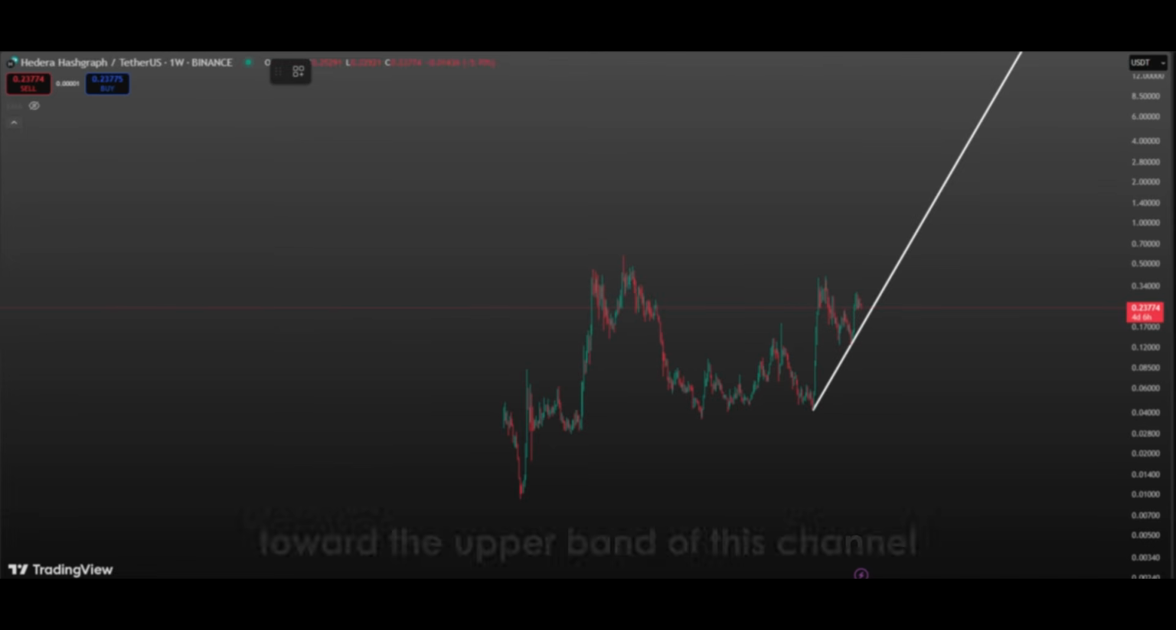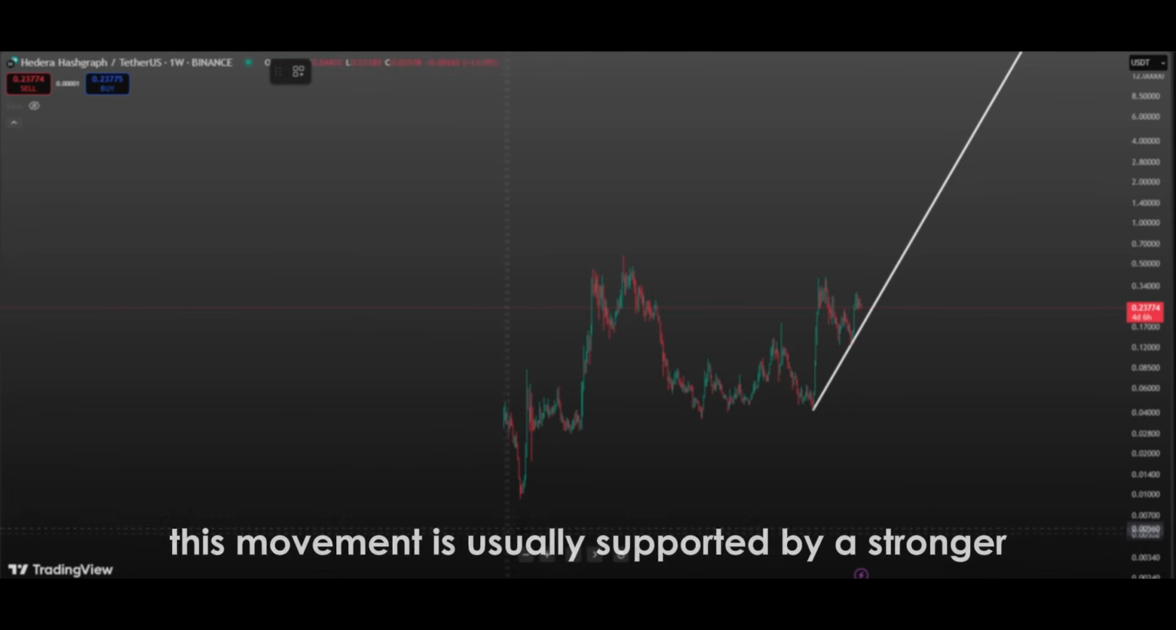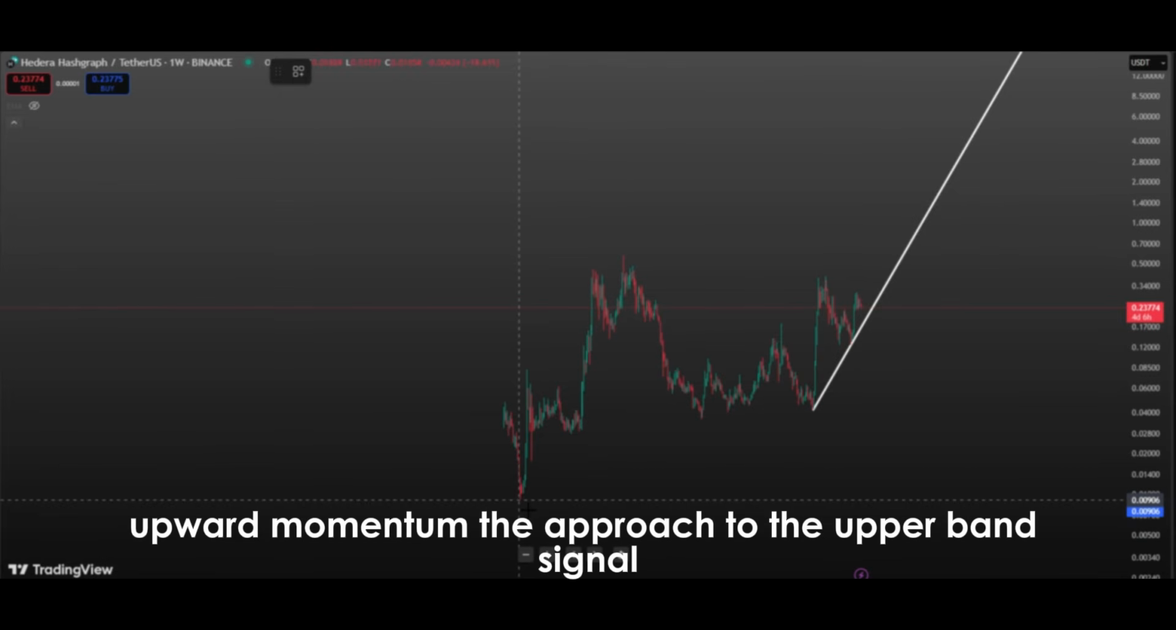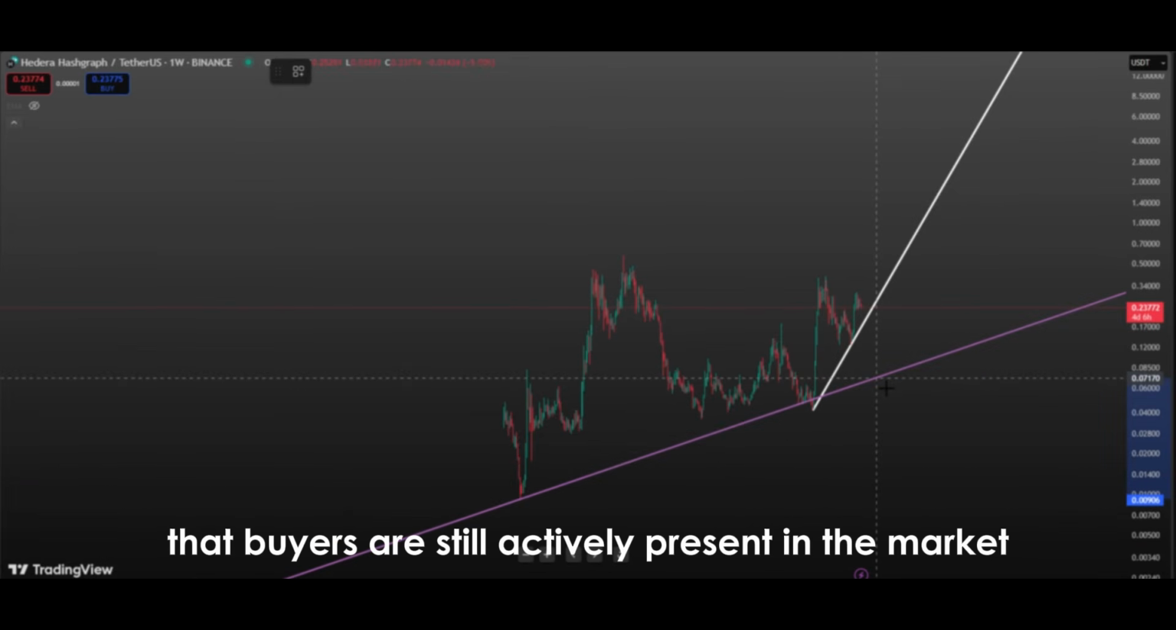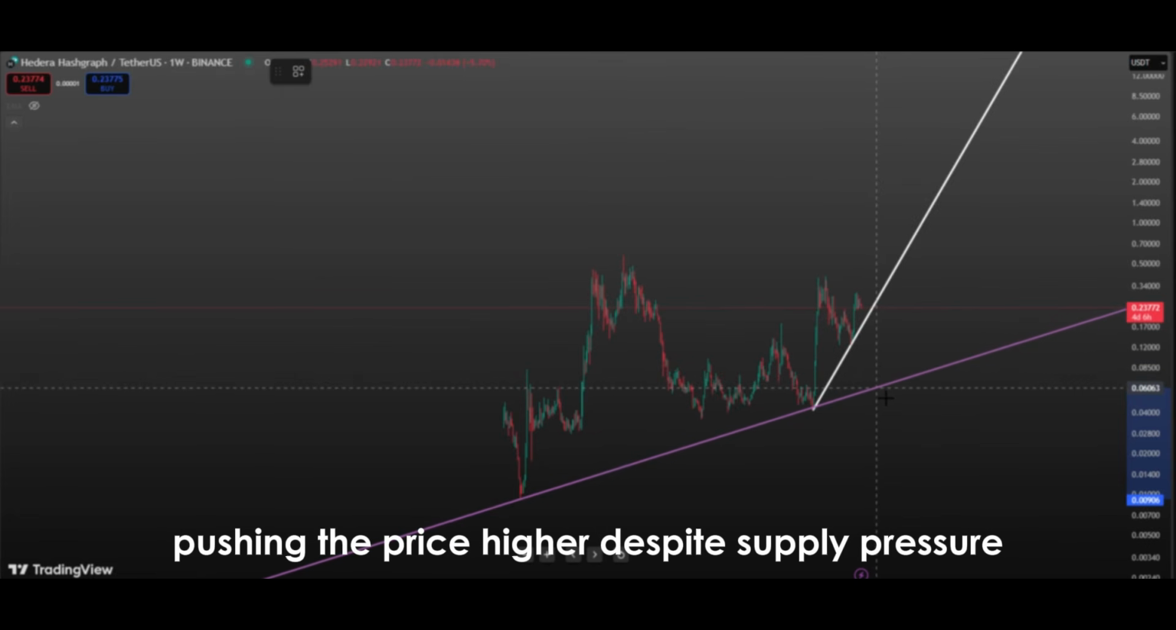When the price moves toward the upper band of this channel, this movement is usually supported by a stronger upward momentum. The approach to the upper band signals that buyers are still actively present in the market, pushing the price higher despite supply pressure.